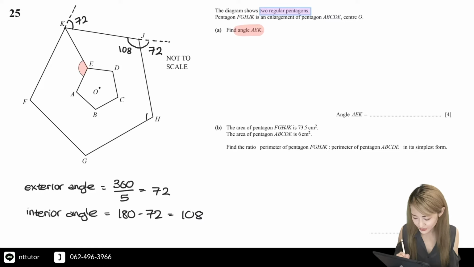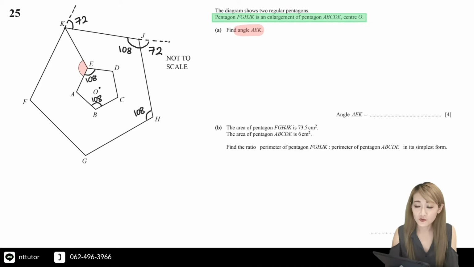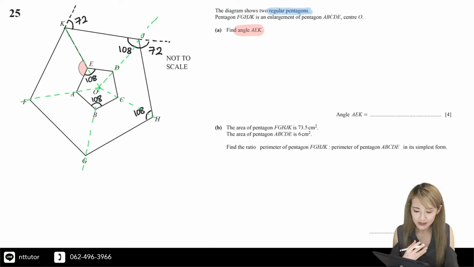Okay, let me label everything. And we also know that the pentagons are enlargements of each other from center O. When you enlarge something, you can draw straight lines from the center through the corresponding edges of the shape. So I can draw straight lines like this through each corresponding edge of the shape. And they are regular pentagons, so that means that when you cut things in half, it will be exactly in the middle.